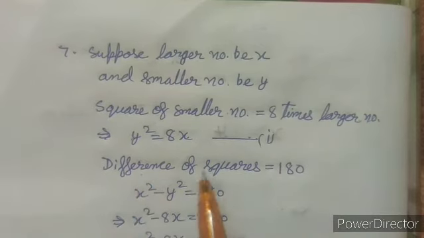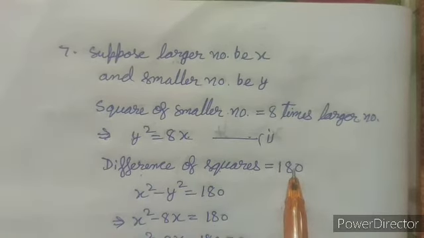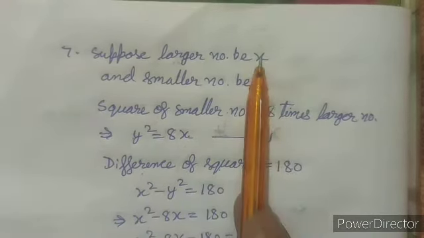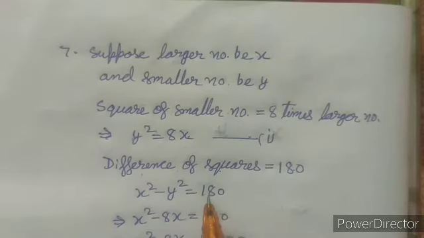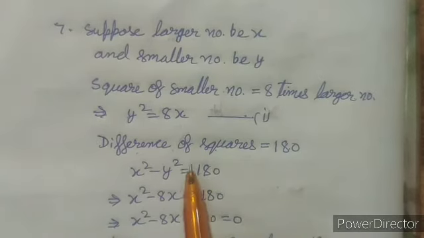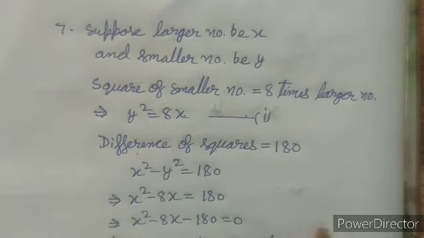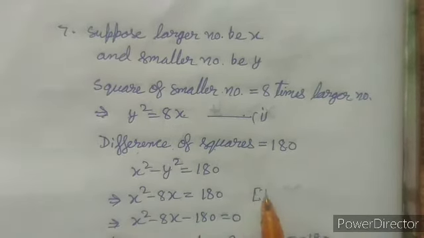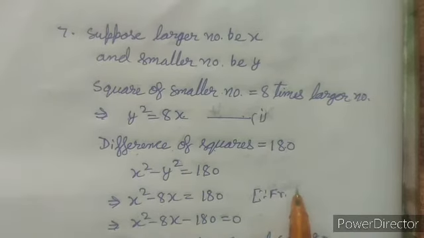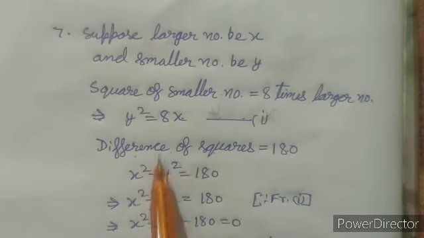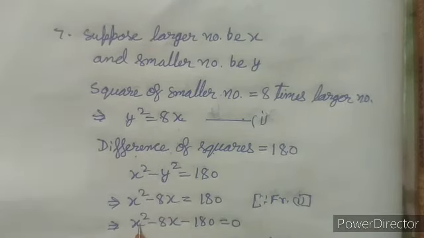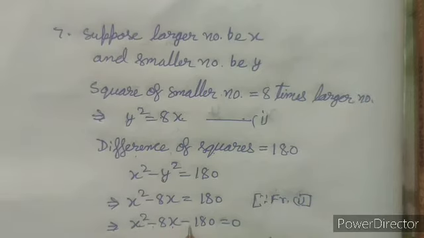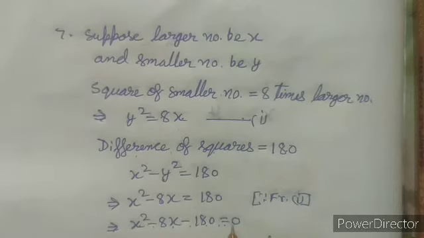Now the difference of the squares of the numbers is 180. That means the square of the larger number minus the square of the smaller number will be equal to 180. Now here we will put the value of y square from equation first, and y square was equal to 8x. Now this will give us the quadratic equation as x square minus 8x minus 180 is equal to 0.